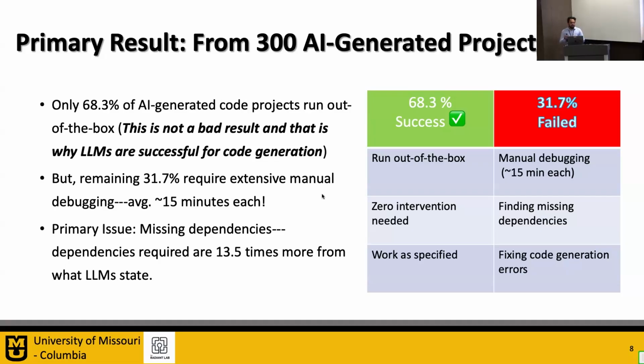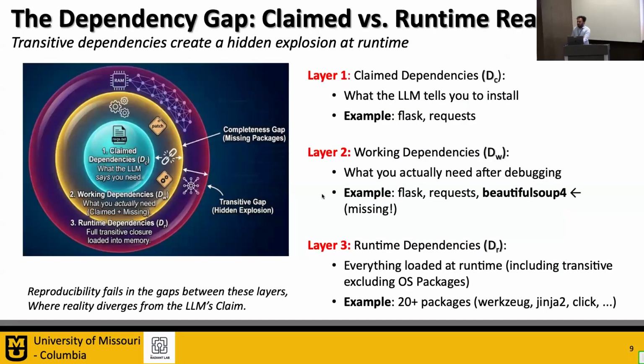And the primary dependency story is that dependencies required at runtime can be about 13.5 times more than what the LLM has stated. We got this by running 300 AI-generated projects, and I will go into detail about each of the results. To understand the gaps, we use a 3-layer framework.